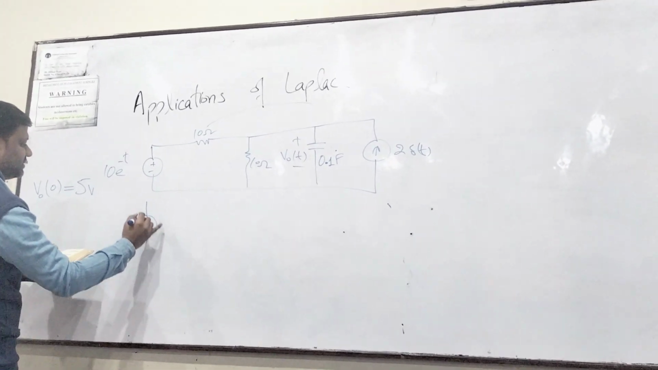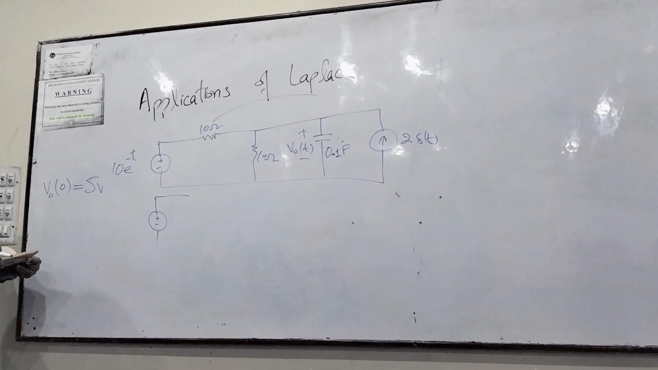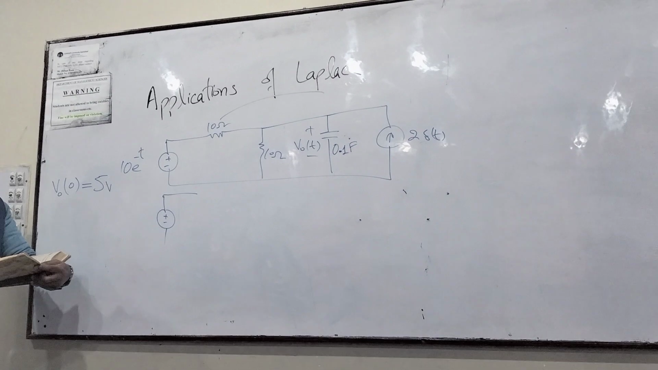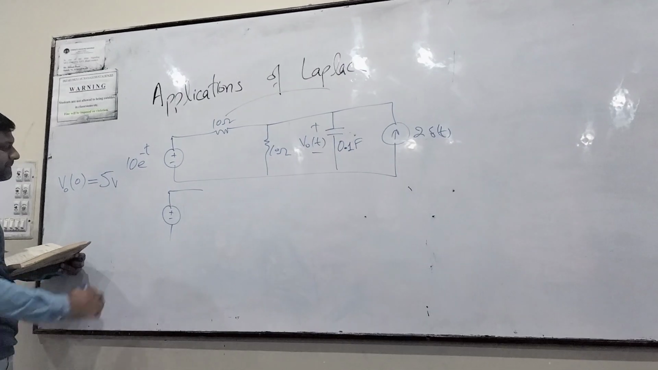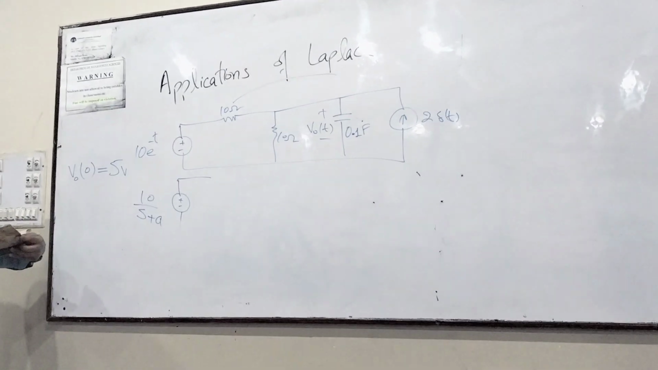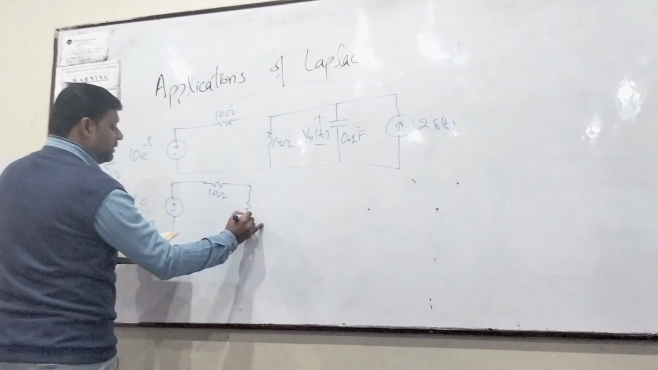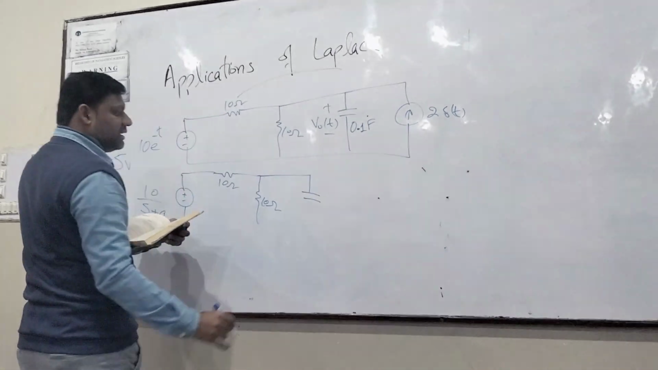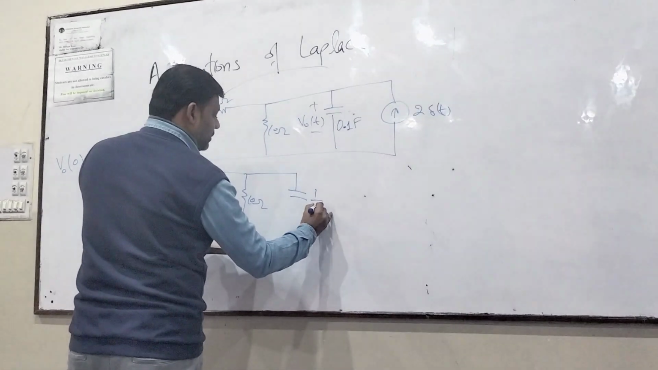Voltage source. What is the transformation of this? Exponential of minus t. Why are you not consulting the table? What is the option? 1 over S plus 1, so 10 over S plus 1. Yes. The 10 ohm will remain 10 ohm. The capacitor will be 1 over SC, which is 0.1 S.